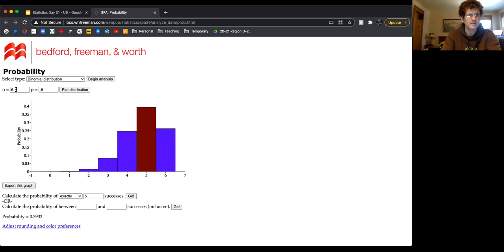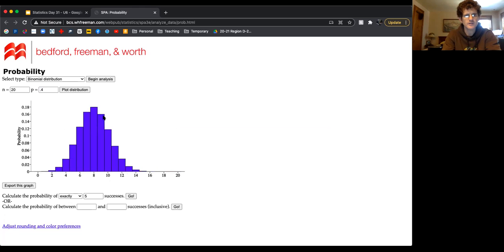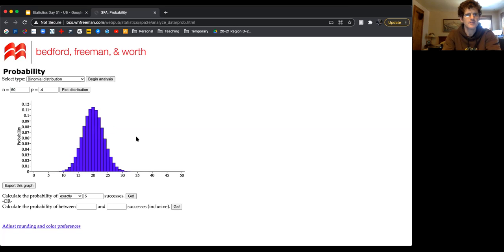So if I had 20, I've used this example before, 20 with 0.4 as the probability, this is starting to look symmetric and unimodal without outliers. It's starting to look like a normal distribution. But maybe you still look at it and it's a little bit skewed to the right, just barely. And now maybe if we bump this up to 50, now we probably don't have any doubts that this is fairly normal.